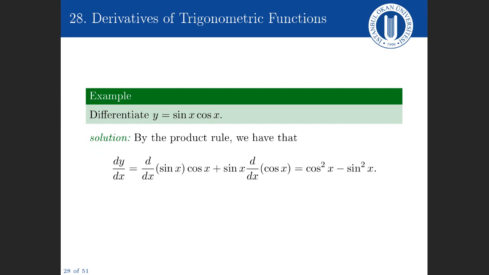Differentiate sine x cos x. We have a function multiplied by a function. This means sine x multiplied by cos x. You should imagine there are brackets like this, but it's convention that we don't write them. I'm going to use the product rule. First, I'm differentiating sine x and leaving cos x just as is. Then I'm going to leave sine x the way it is and differentiate cos x. I get cos squared x minus sine squared x. Cos squared x means cos x all squared.